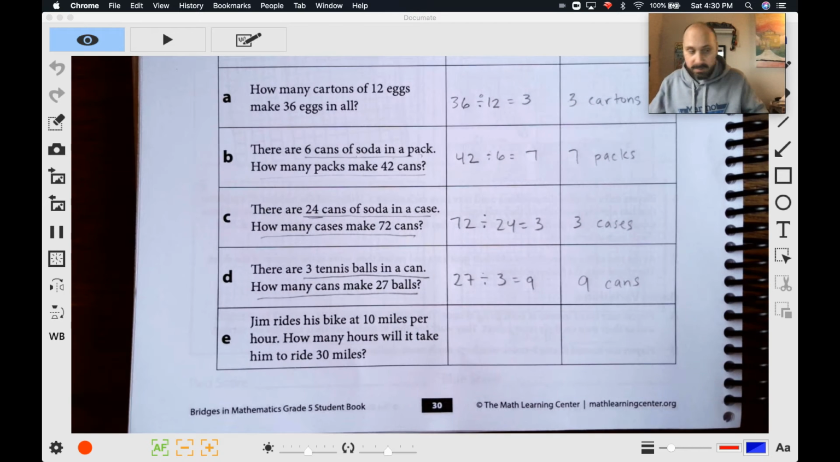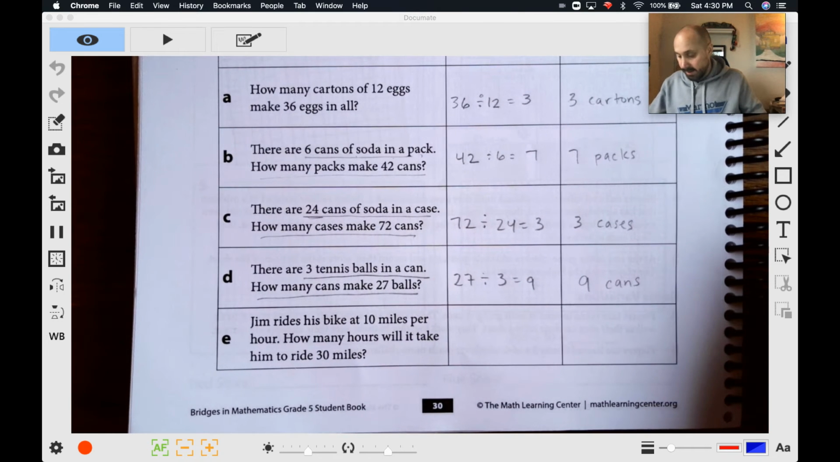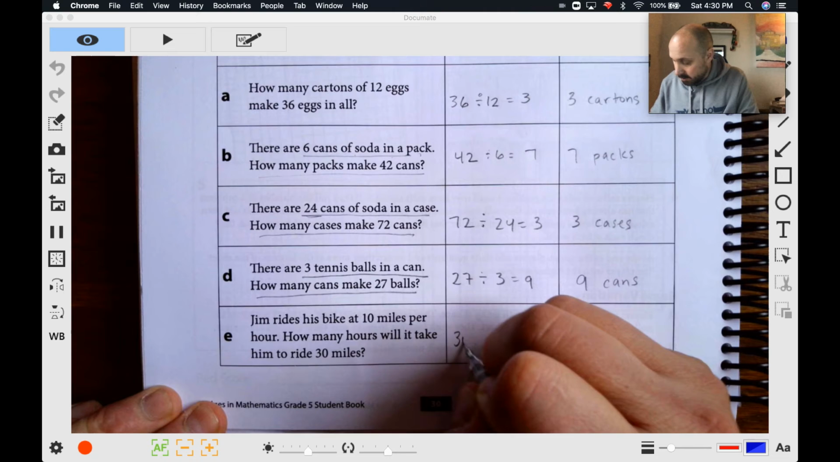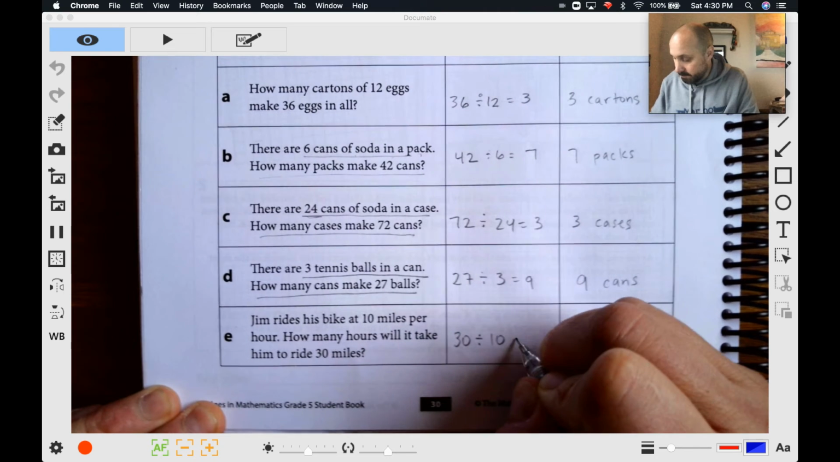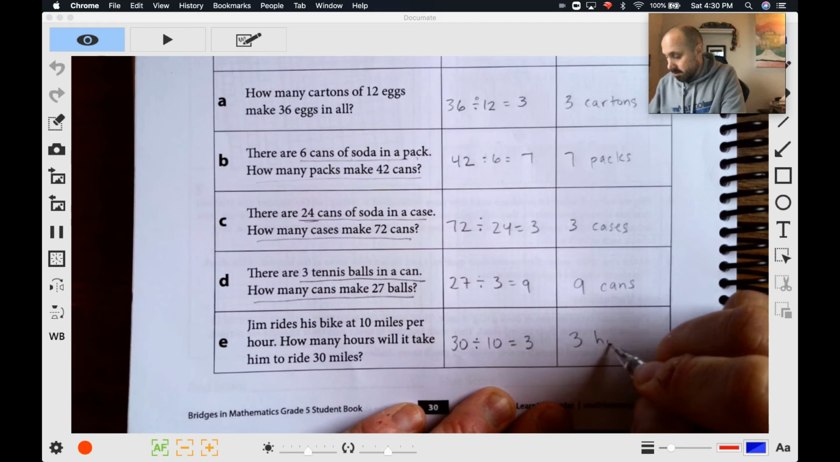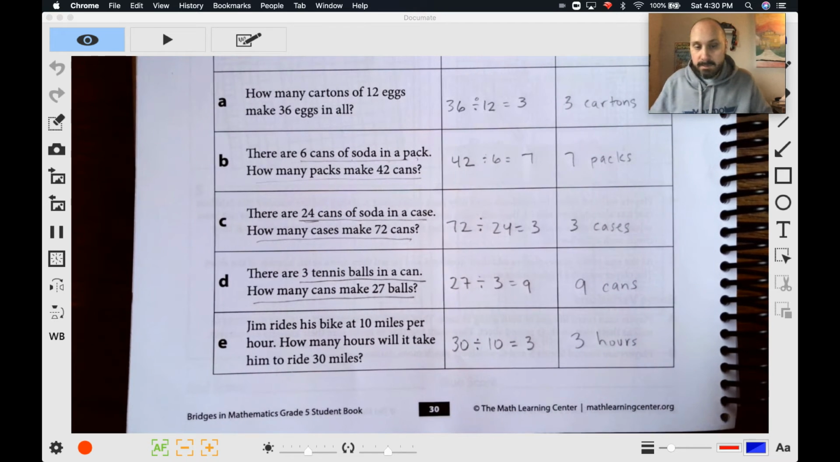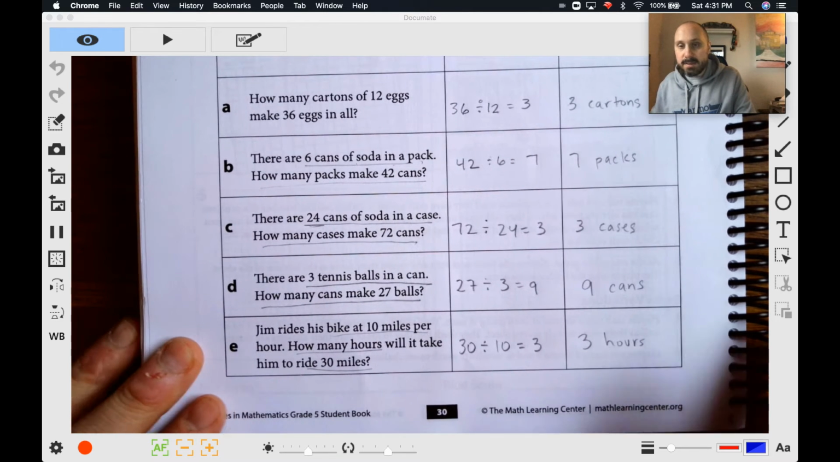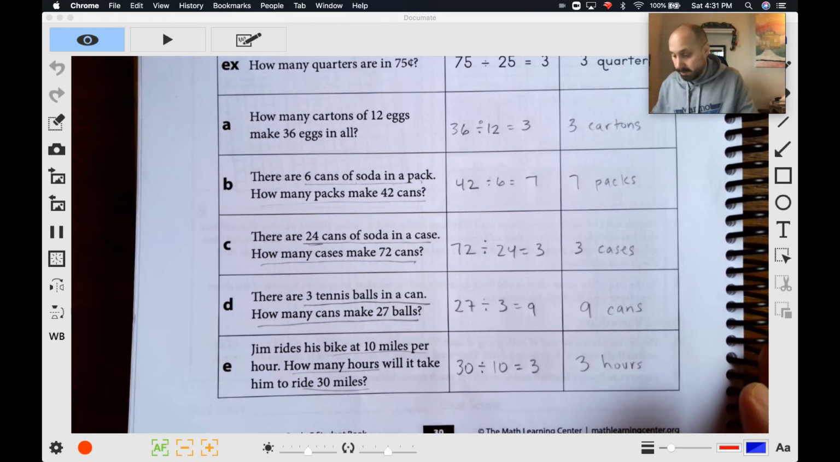And then the last one, E, is Jim rides his bike at 10 miles per hour. How many hours will it take him to ride 30 miles? So we start with our 30 miles, divide that by the 10 miles an hour. It will take him 3 hours. Okay, so just trying to figure out what these questions are asking. All right. If I move too fast, just pause and go back and work as you need to, okay?